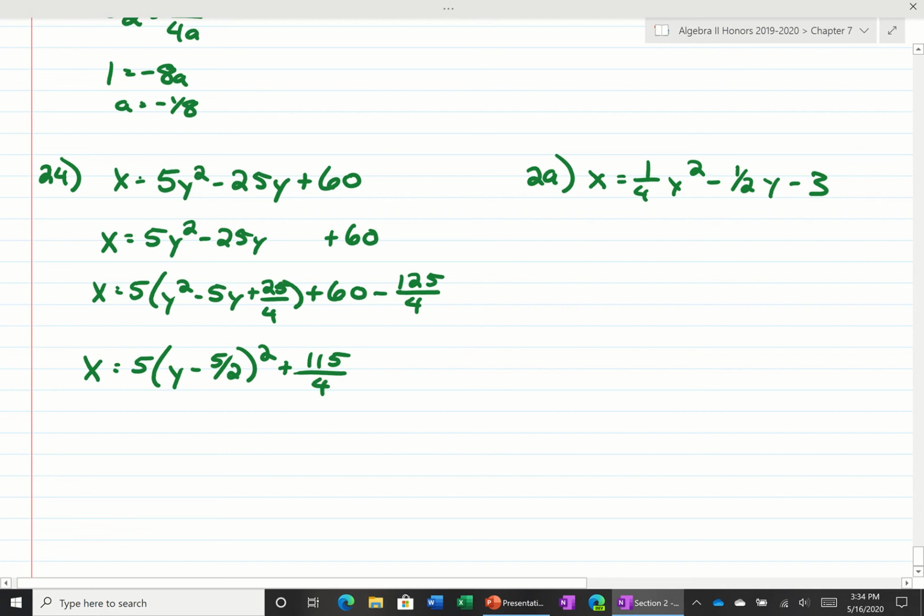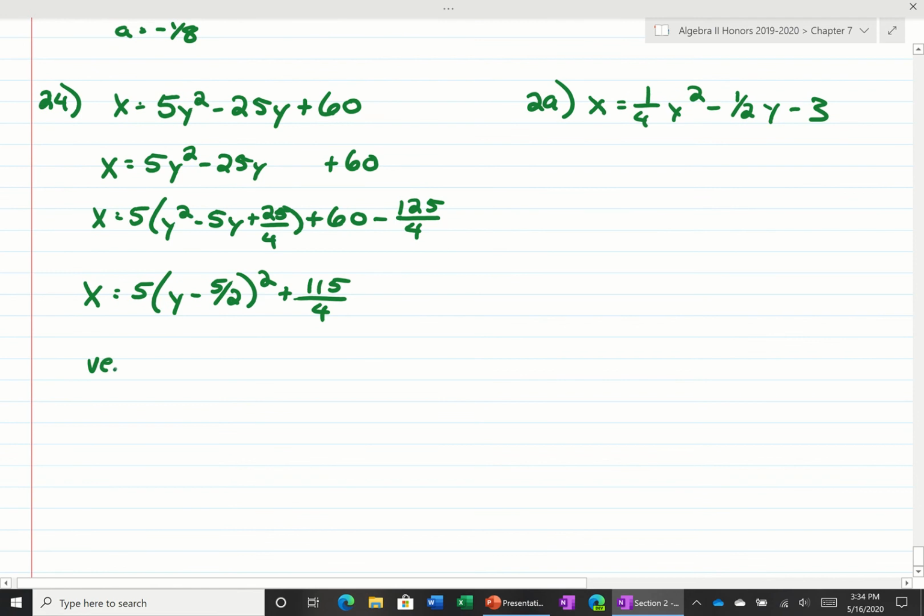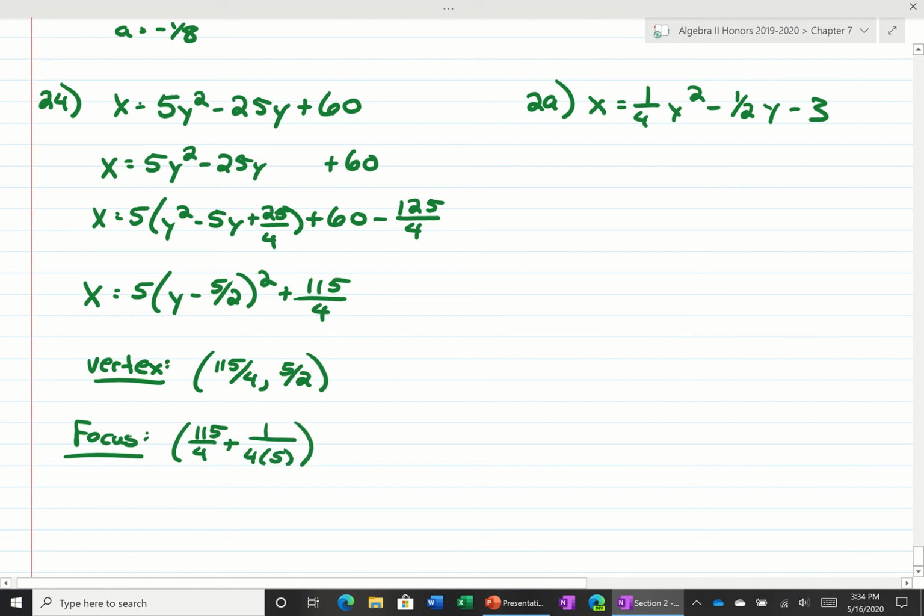And let me see here. All right, so for number 24, that would be the equation, and then from here, well, hey, what the heck, we'll just do it right now. The vertex here would be h, comma k. The focus would be h plus 1 over 4a, and the directrix would be x equals 115.